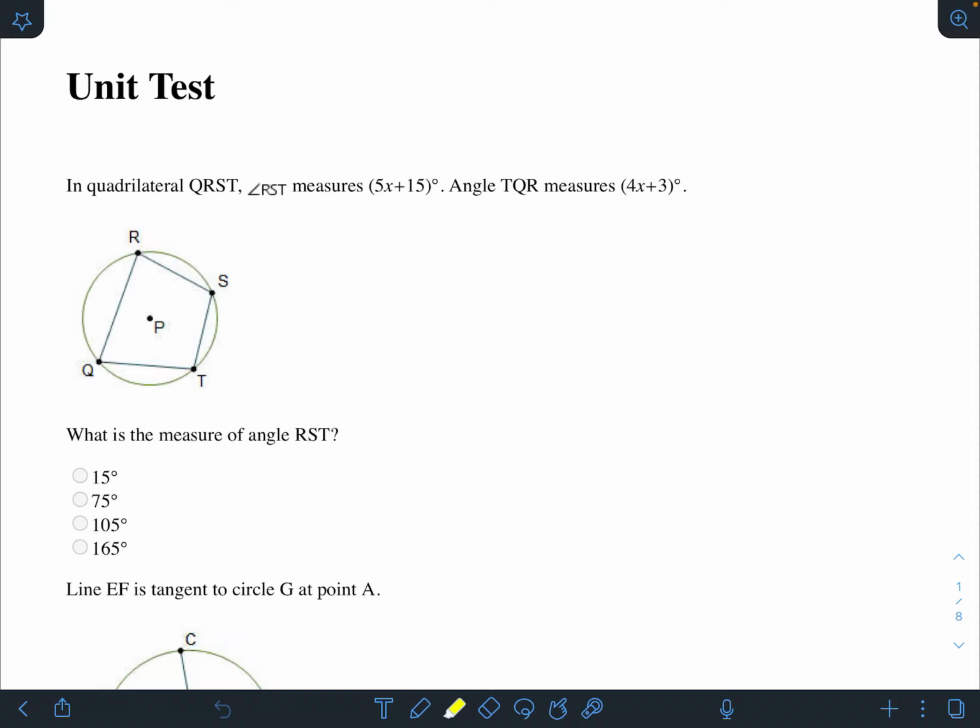Guys, I wanted to go over the Unit 8 review from Edgenuity just for those of you who needed a little extra help. Some of the problems on here are kind of tricky, so let's go ahead and do it.